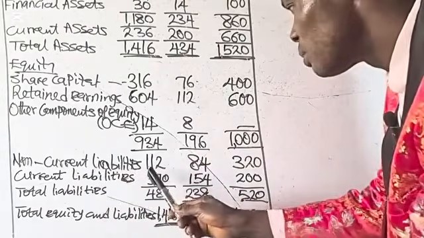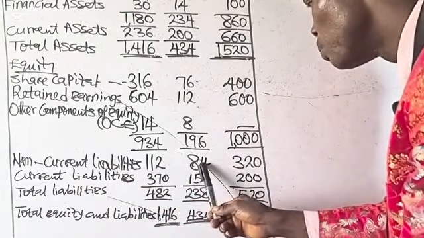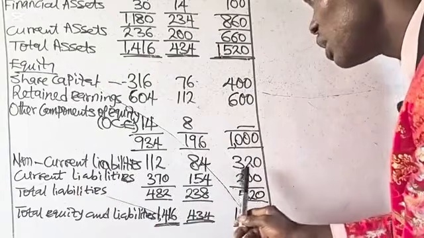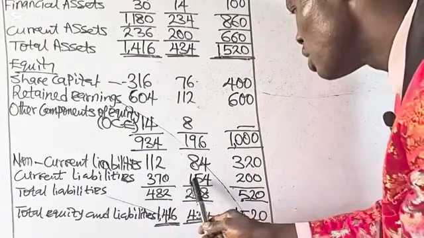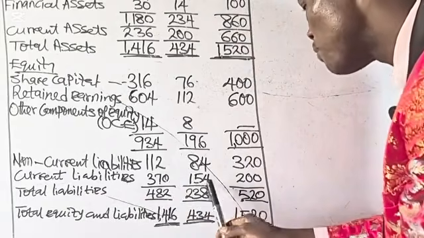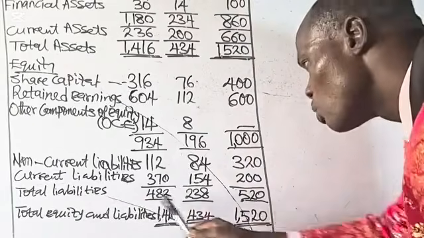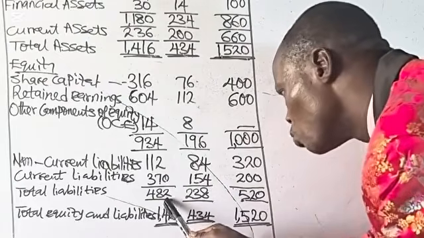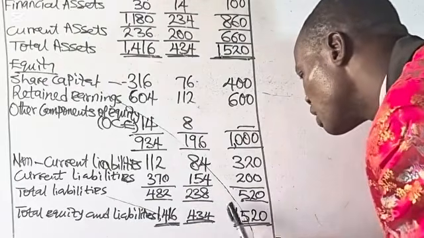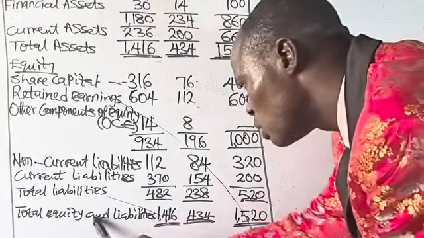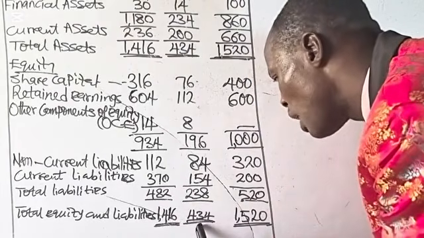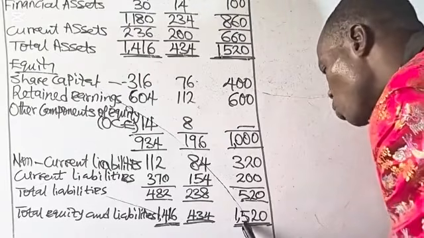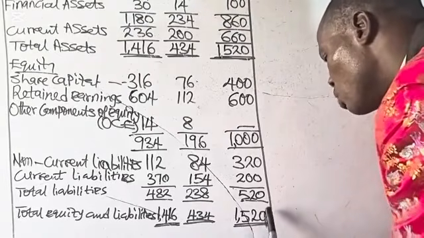Non-current liabilities: Rapuya 112, Puta 84, Soma 320. Then we have current liabilities: Rapuya 370, Puta 154, Soma 200. Total liabilities: Rapuya 482, Puta 238, Soma 520. Total equity and liabilities: Rapuya 1,416 million, Puta 434 million, and Soma 1,520 million DEFAs.